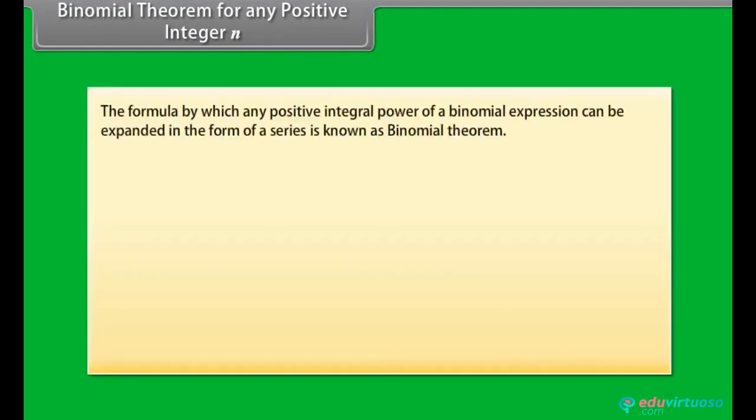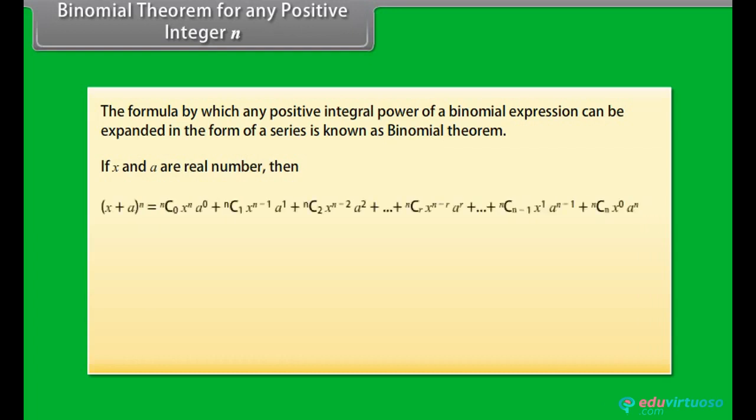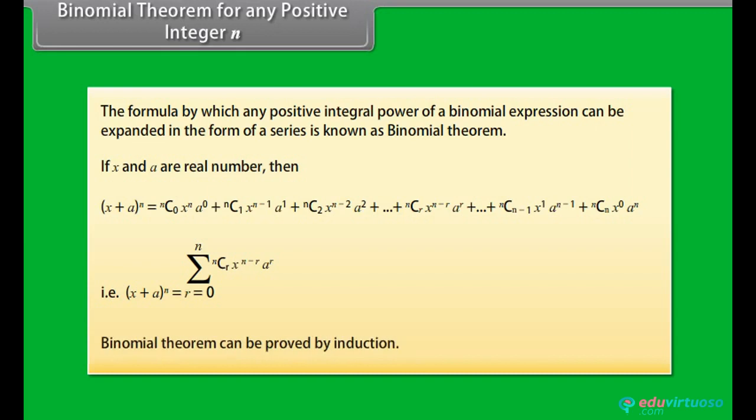The formula by which any positive integral power of a binomial expression can be expanded in the form of a series is known as the binomial theorem. If x and a are real numbers, then (x + a) raised to power n is equal to the summation from r equals 0 to n of nCr into x raised to power (n−r) into a raised to power r. The binomial theorem can be proved by induction.